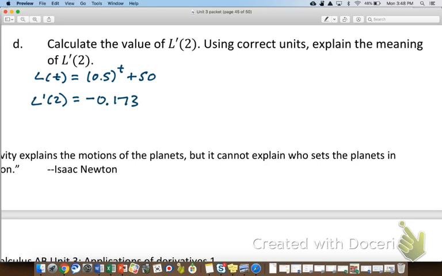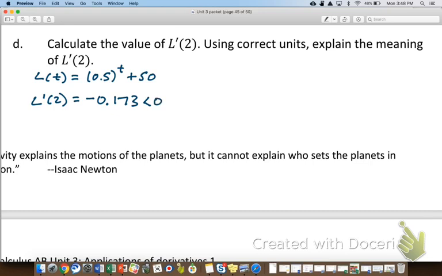Okay, so what does this mean? Remember that L of T is a rate in gallons per minute, so L prime of 2 would be the rate of change of that rate. And of course, L prime of 2 is negative. So if I wanted to make this little note here, I could.